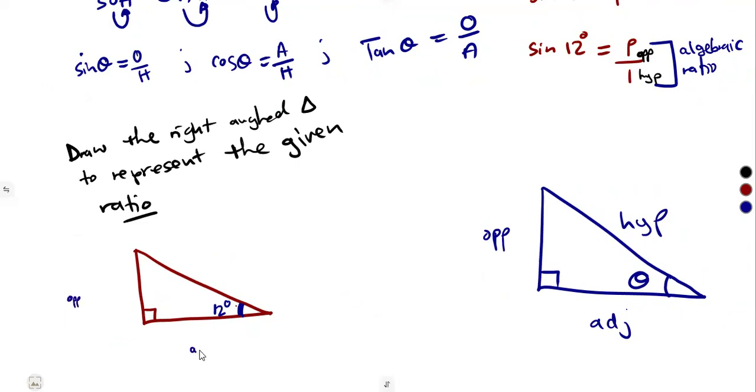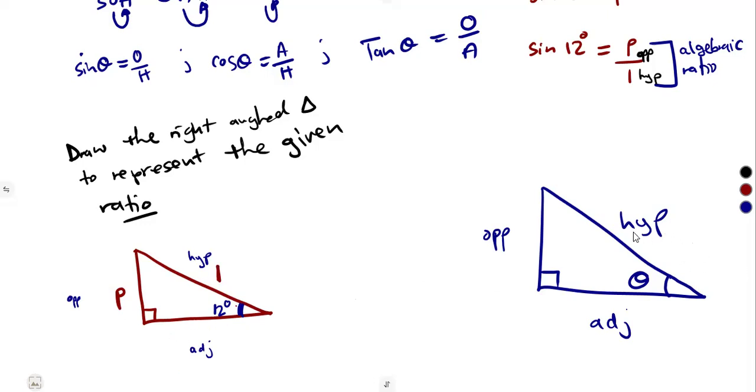This is our adjacent, and this is our hypotenuse. Knowing this can help you to fill in the given information. You know that this is your opposite, and your opposite is P, so you can represent this with P. Hypotenuse is 1. This side, it's 1. So what about this one that is missing, the adjacent?